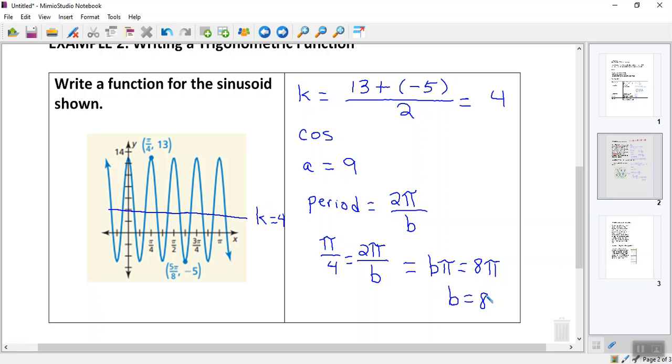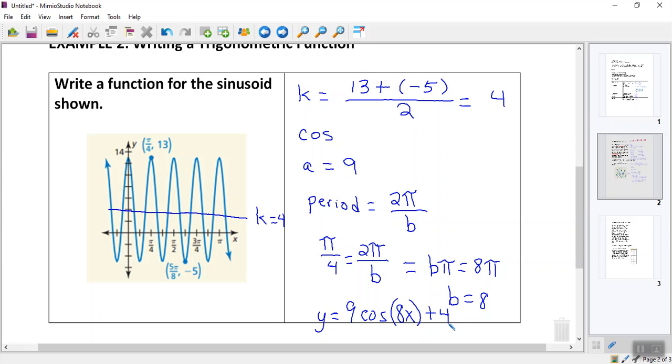Okay. Guys, do we need to talk about any sliding left or right? The answer, not really, because we know it's a cosine. It starts at 0, 0. So here's our function. Y equals. What do you want to throw in for amplitude, friends? 9 cosine. 9 times the cosine of, what's your b value? 8x, plus the midline on the end, kids. Plus 4.